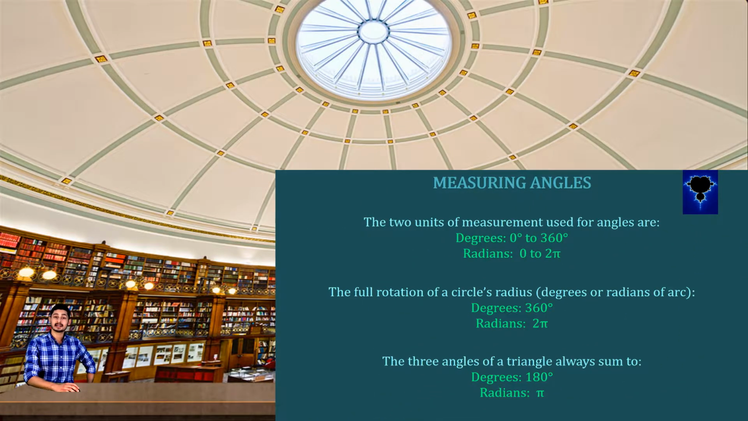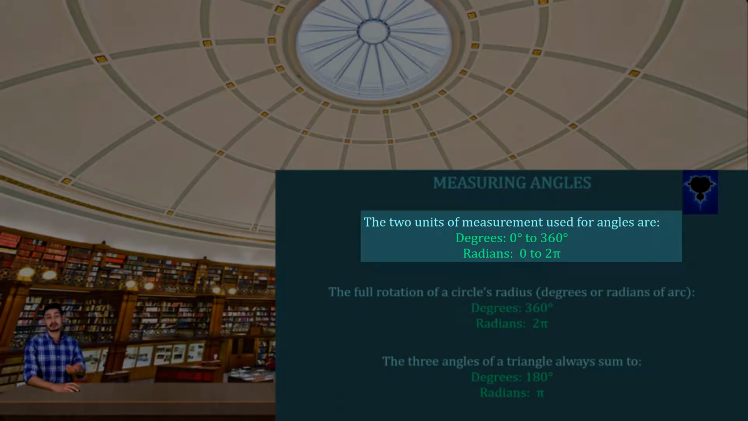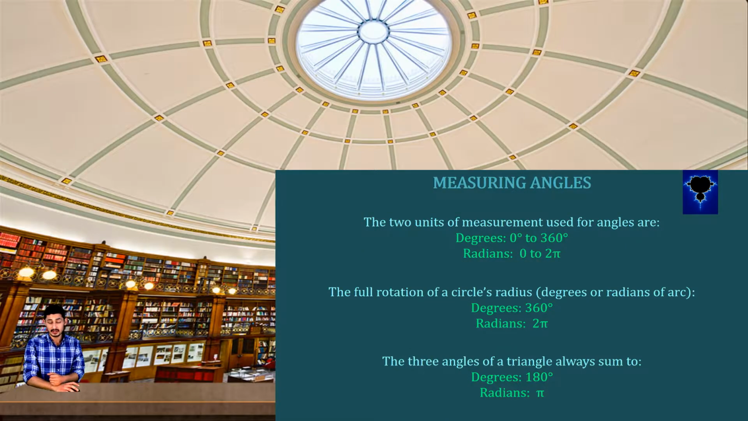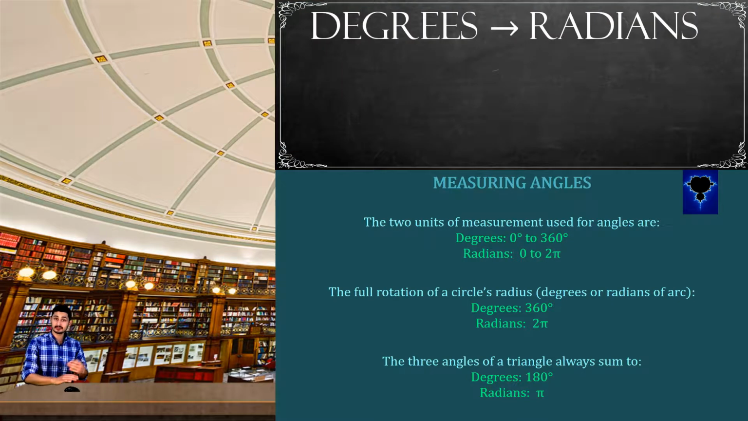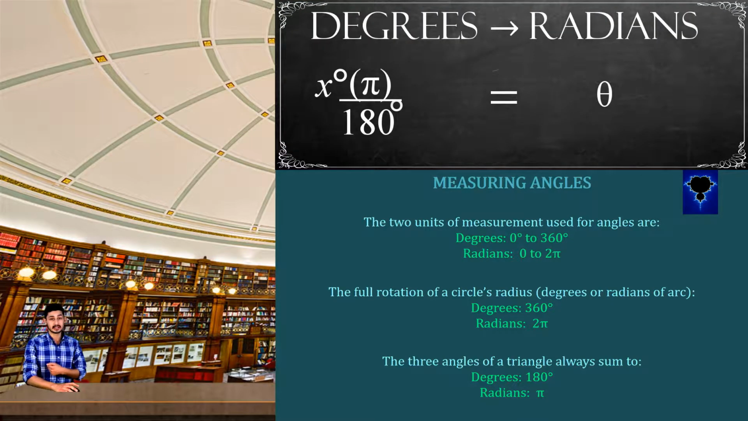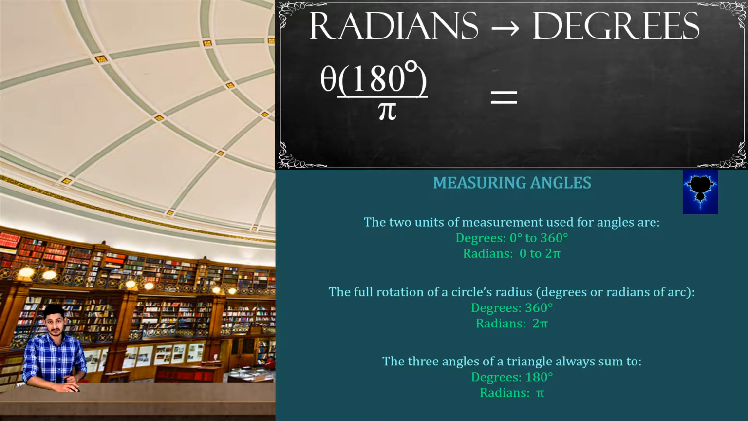So let's go ahead and first begin our discussion with the measurement of angles. Now, your angles are going to be in measures of degrees or they're going to be in measures of radians. There is a really simple conversion. If you're given x degrees, any x degrees, you can find the corresponding radians by multiplying your x degrees by the ratio pi over 180 degrees.